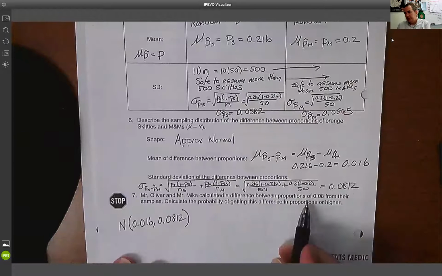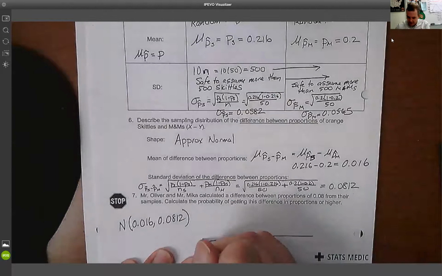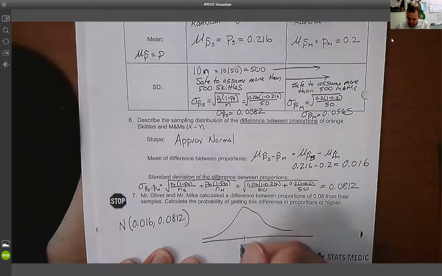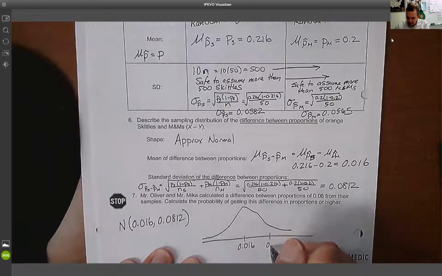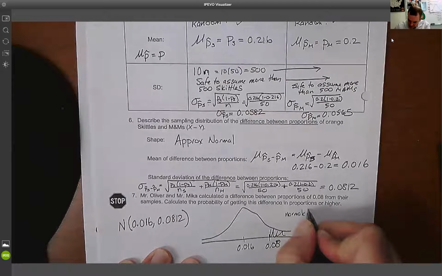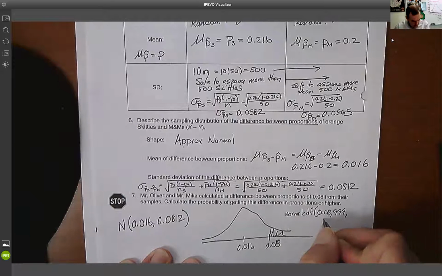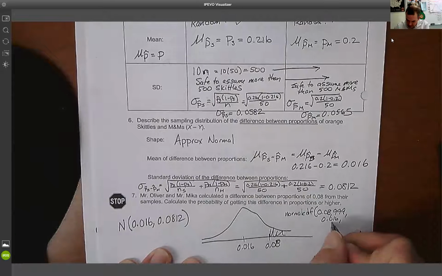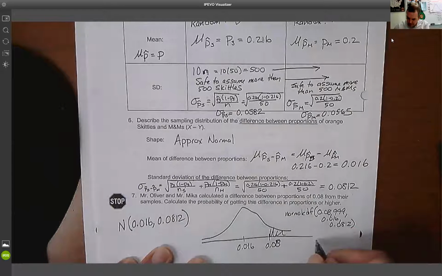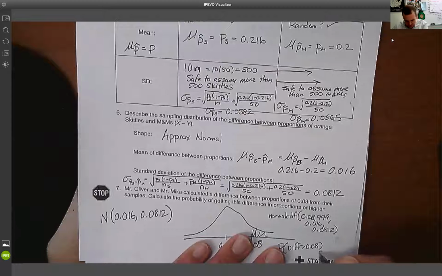So then what is the probability of me getting something 8% or greater? Again, if we drew our curve, we're going to be centered here at 0.016. We're looking at 0.08 or higher. So we're going to go to normalcdf. Our lower bound is 0.08. Our upper bound is lots of 9s. Our mean is 0.016. Our standard deviation is 0.0812. And we're going to find out that the probability of having a difference greater than 0.08 is equal to 0.2148.